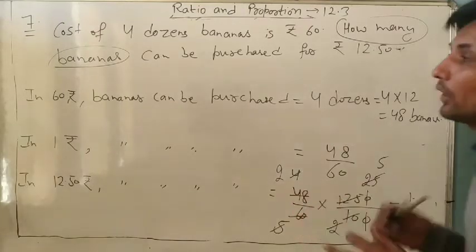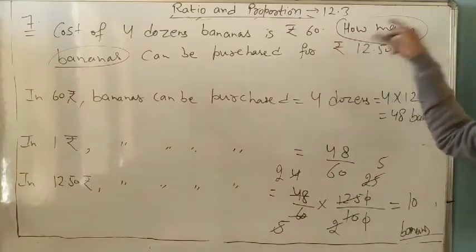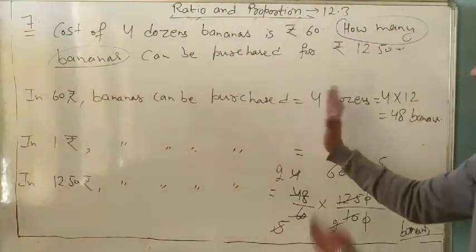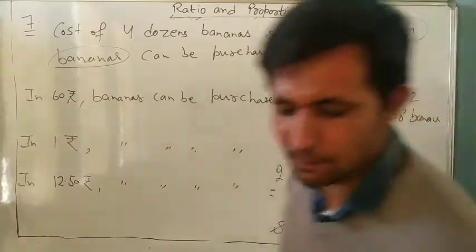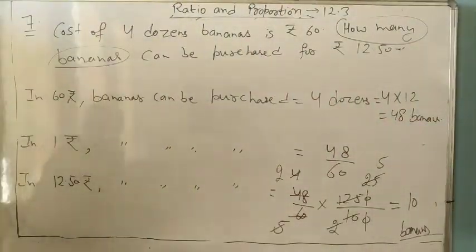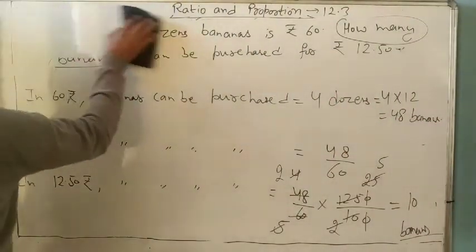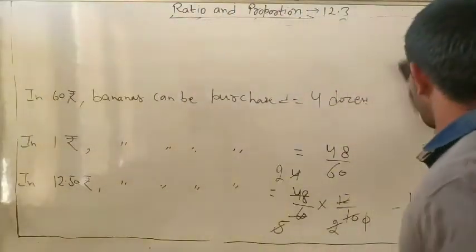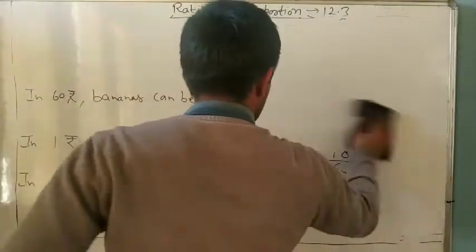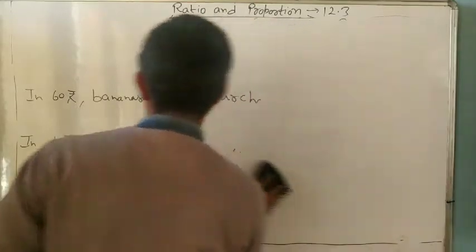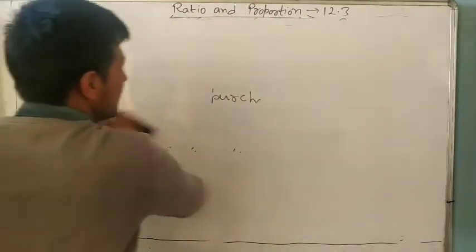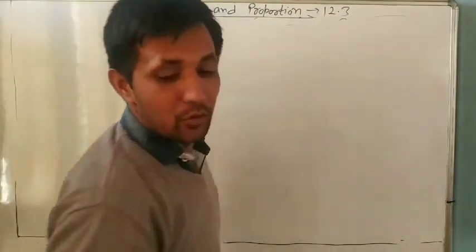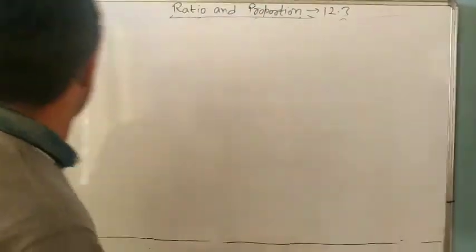Only, dear, you have to identify what we want to find. How many bananas? So bananas is written after the equal sign. It is very simple. Okay. Next question. Very simple questions, okay? And listen one more thing. It is a very important exercise, and its example also you will note down in your notebook.